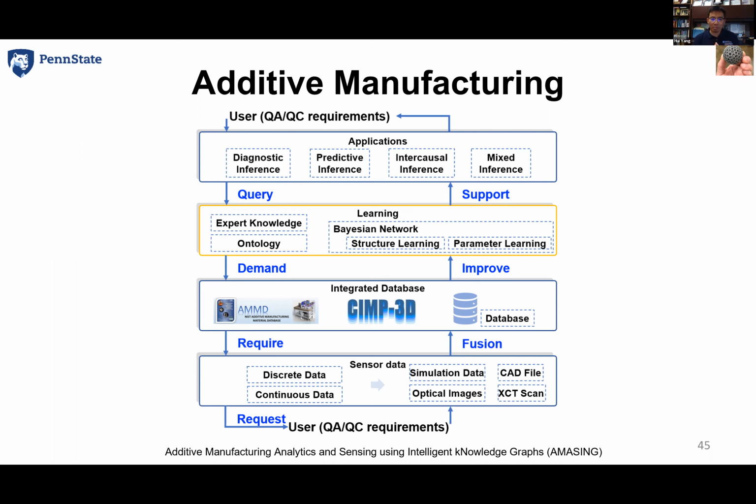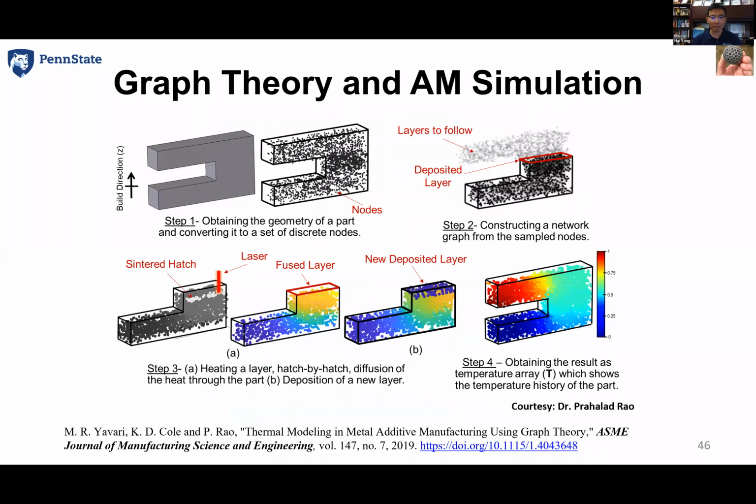Now, if you want to build the model, you have to have data, right? So you go to the database and acquire the sensors and different types of data, discrete data, continuous data. Bottom-up means you get the data, put it in the database, and then based on the data you learn, and then you do the inference. If we can integrate top-down and bottom-up together, and then do the AM analytics and sensing, this is an integration of domain knowledge with AI and machine learning.